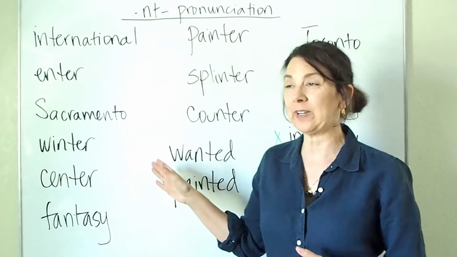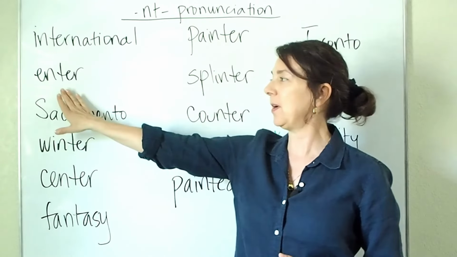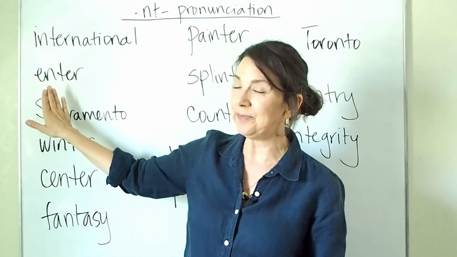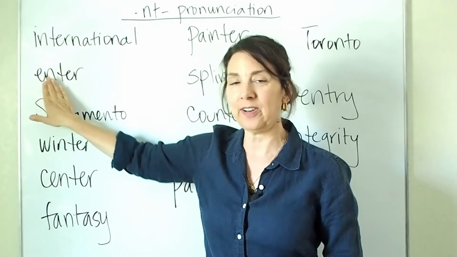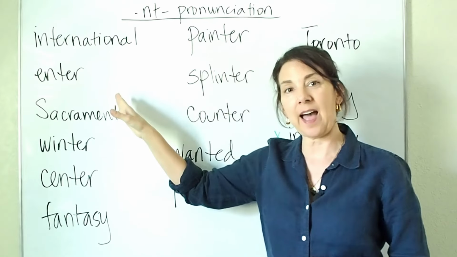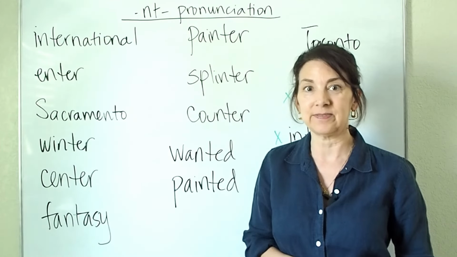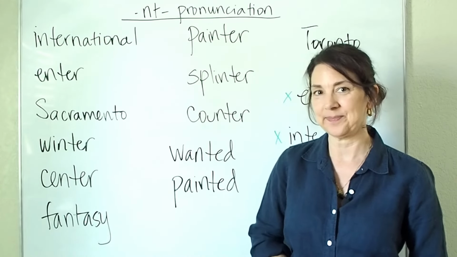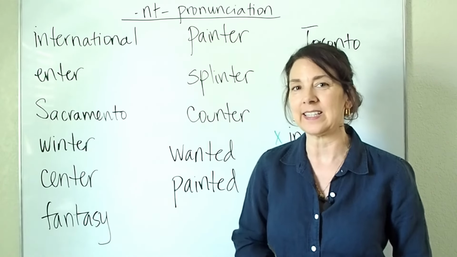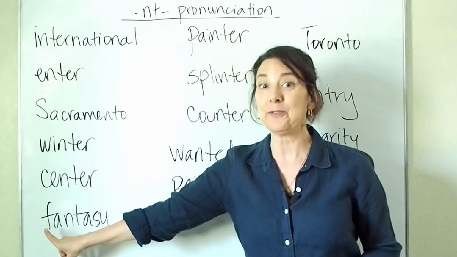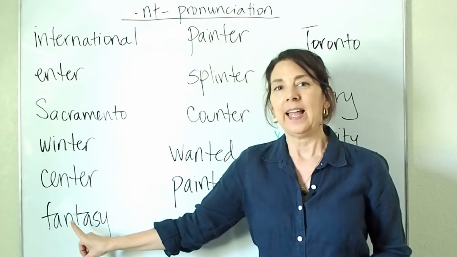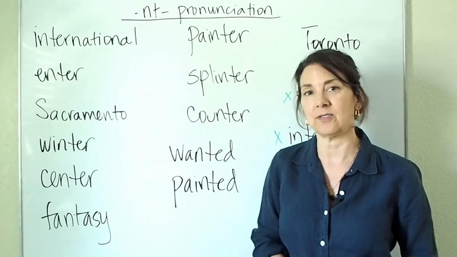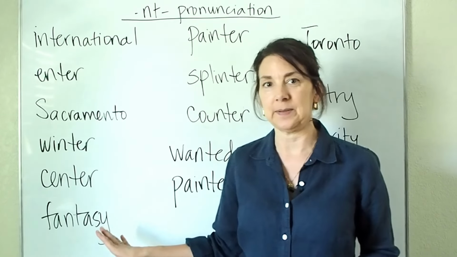So let's go back here for a second and check these words. How about in the word enter? In the word enter, the stress comes before the N and T, and what comes after? The R sound. Okay? How about the word fantasy? In the word fantasy, the stress is on the syllable before the N and T, and what comes after the T? The sound. It's a vowel sound. So we can drop the T.